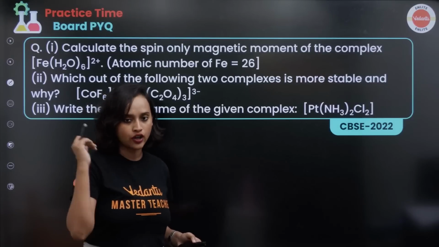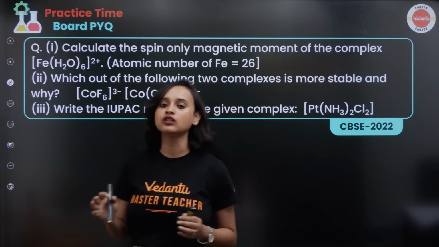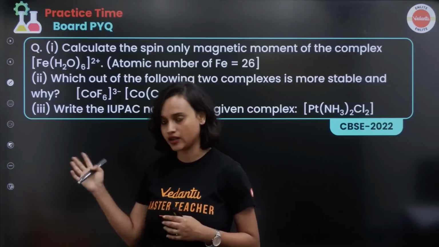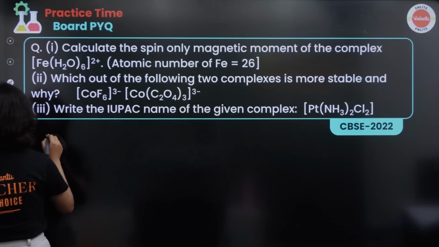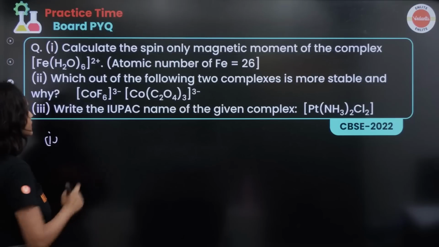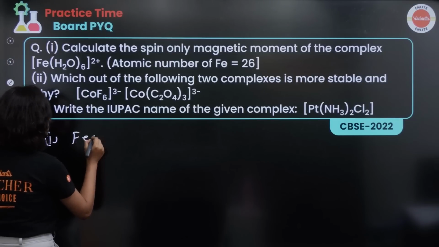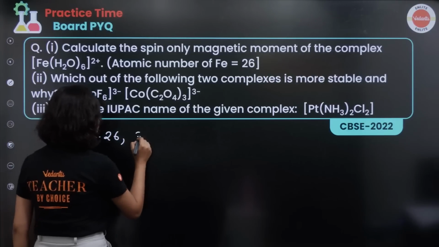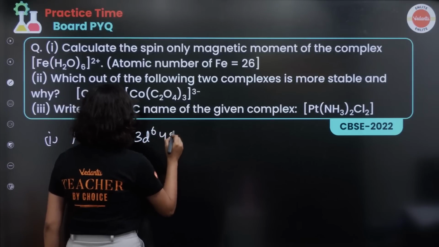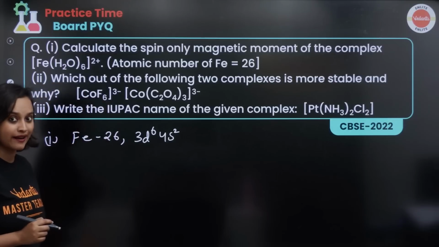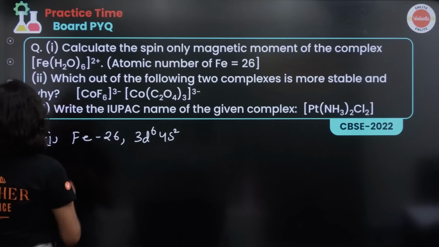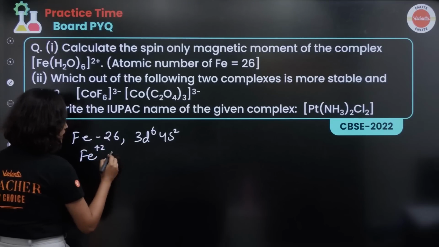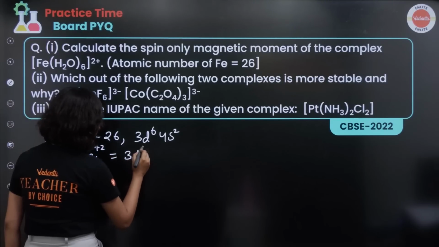Chalo. Moving on. Now, let's calculate the spin-only magnetic moment of the complex [Fe(H2O)6]2+. Atomic number is given, okay? Let's do it part by part. Fe atomic number is given as 26. That means, what is the electronic configuration? It is 3d6 4s2. Am I right? I am right. Now, for [Fe(H2O)6]2+, Fe in the +2 state is basically 3d6.